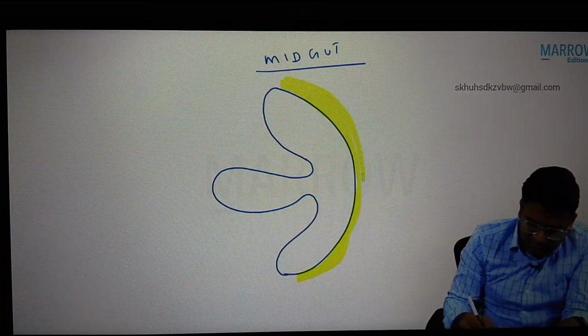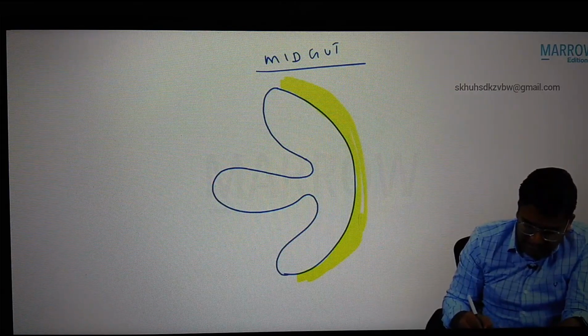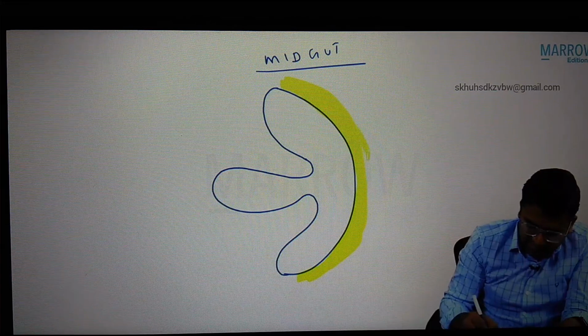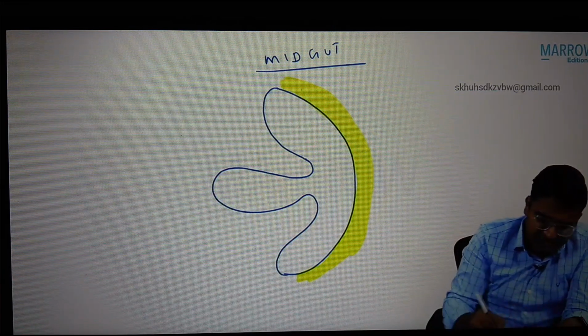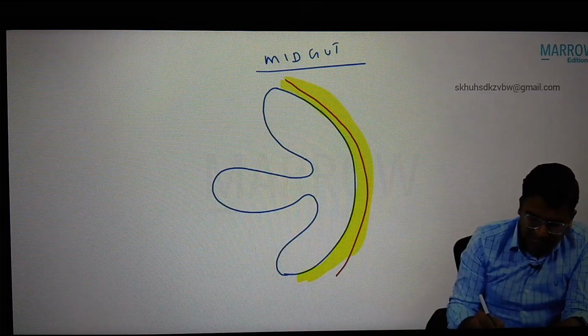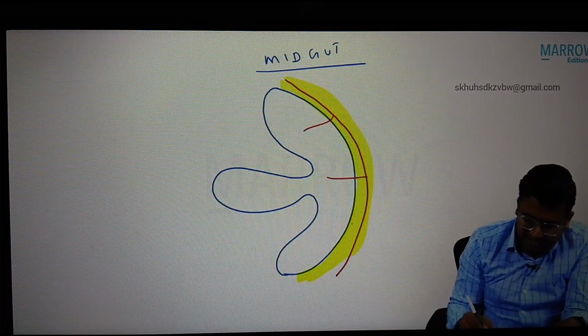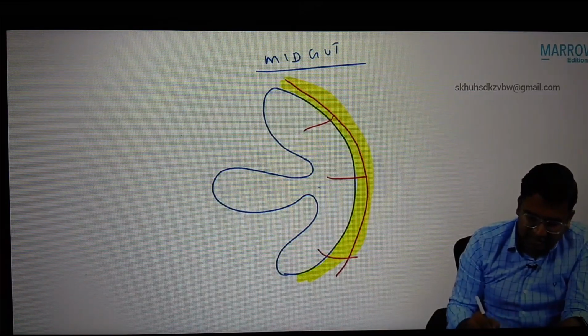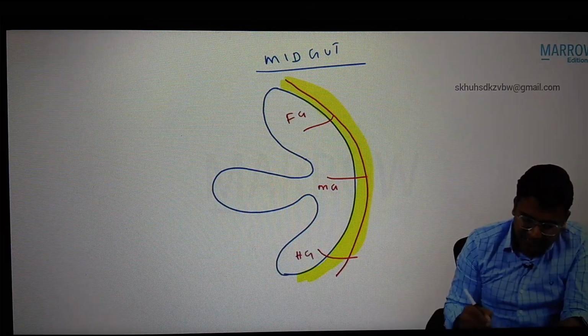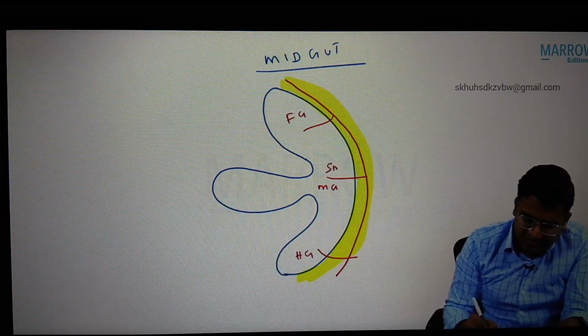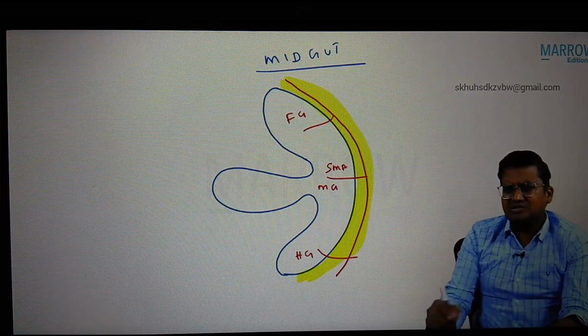Now in the primitive dorsal mesentery, we see the dorsal aorta. From the dorsal aorta, we have the arteries: the celiac trunk, superior mesenteric artery and the inferior mesenteric artery. This is foregut, this is midgut, this is hindgut, and this is our superior mesenteric artery. I hope you know this basic detail.